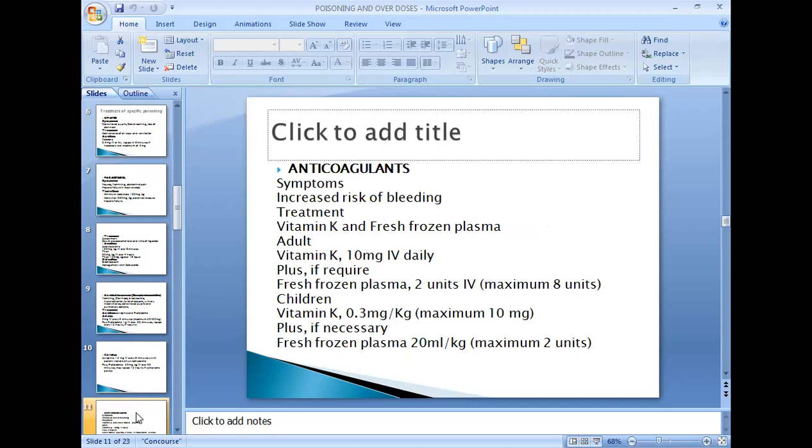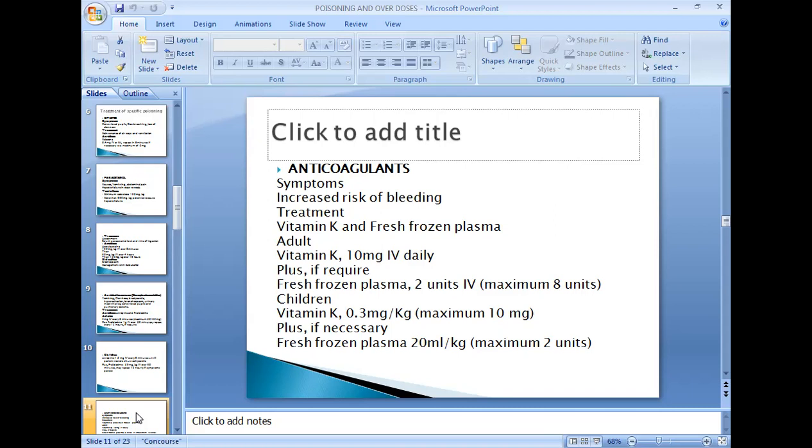Anticoagulant drugs show symptoms of increased risk of bleeding. Clotting is not appropriate because of anticoagulant drugs like warfarin. So treatment includes vitamin K and fresh frozen plasma to decrease the bleeding tendency. In adults, vitamin K 10 mg IV can be given on a daily basis depending on their recovery, and monitoring the plasma prothrombin time.